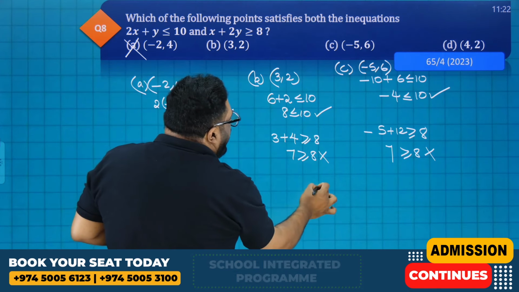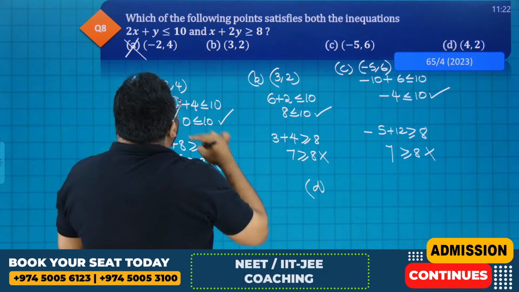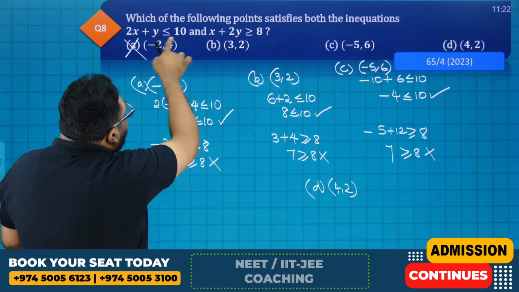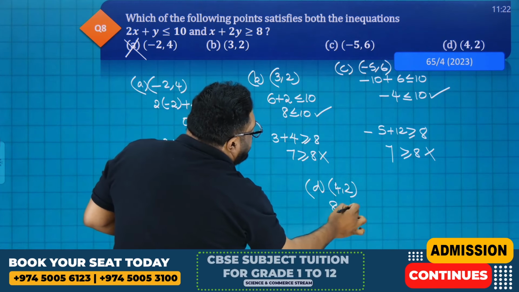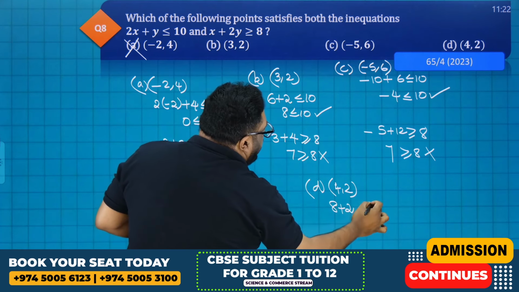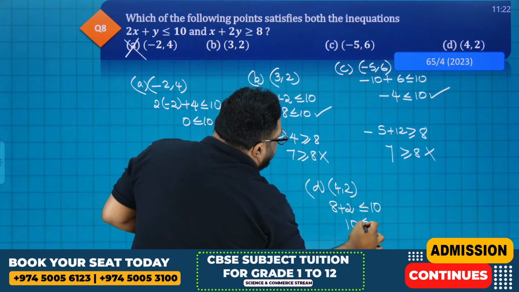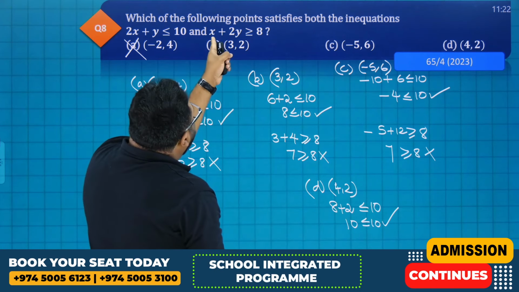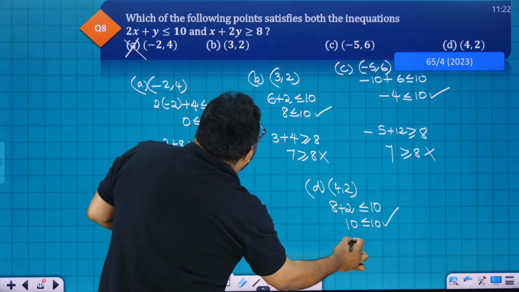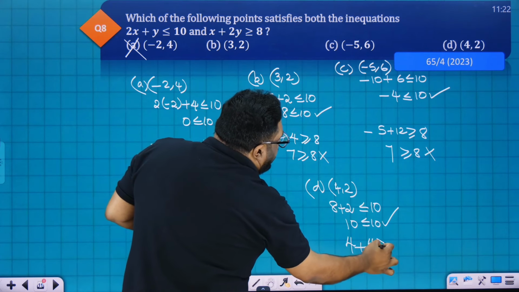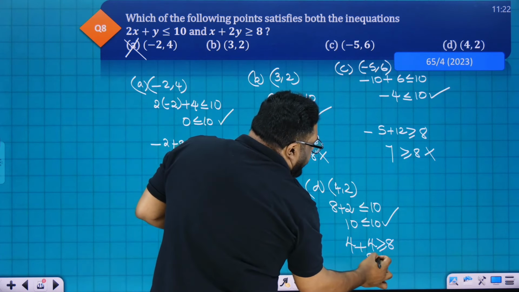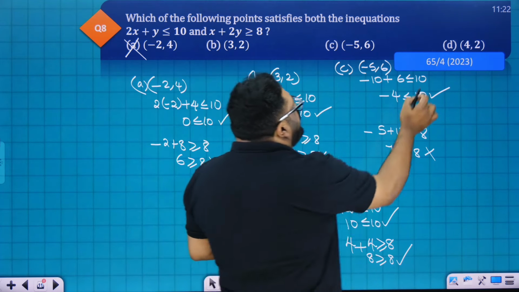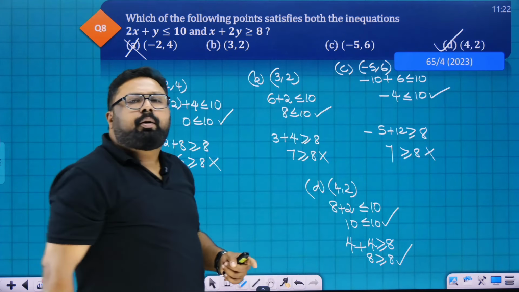Let's try 4, 2, option D. In the first equation, 8 plus 2 less than or equal to 10. That is 10 less than or equal to 10, so it is true. Next point, my dears: x plus 2y, so 4 plus 4 greater than or equal to 8. That is 8 is greater than or equal to 8. That is also true. So the only option which is true for both the equations is 4, 2.